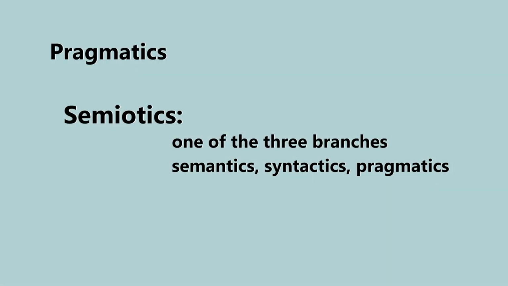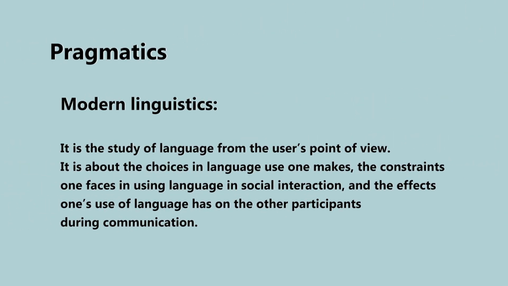Traditionally, pragmatics, along with semantics and syntactics, was considered to be one of the three branches of semiotics. However, in modern linguistics, pragmatics is a term applied to the study of language from the user's point of view. Pragmatics is about the choices in language use one makes, the constraints one faces in using language in social interaction, and the effects one's use of language has on the other participants during communication.